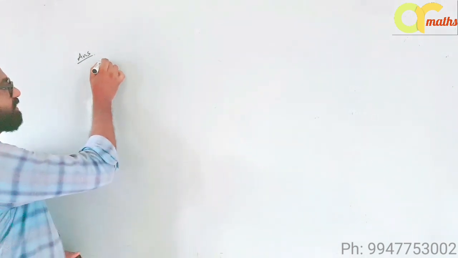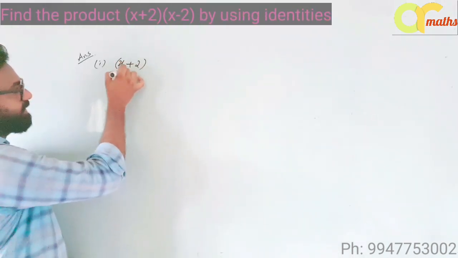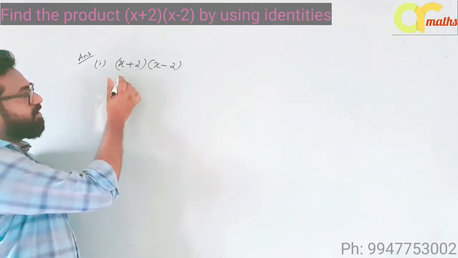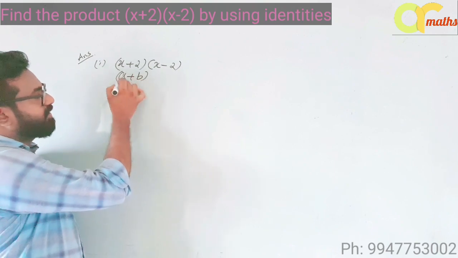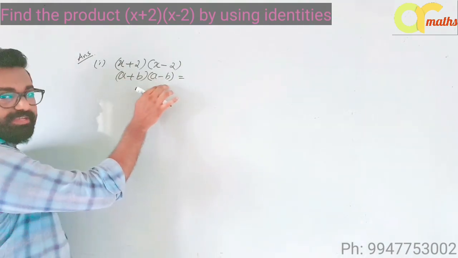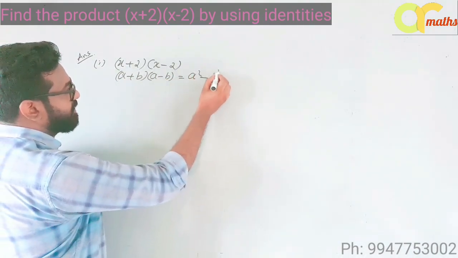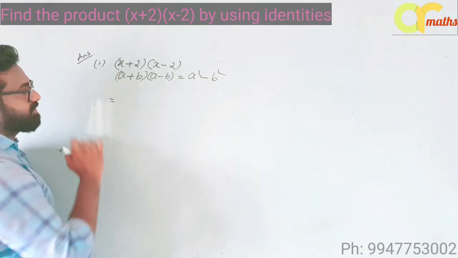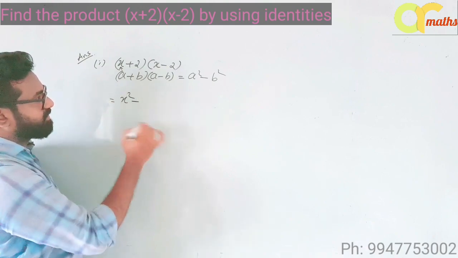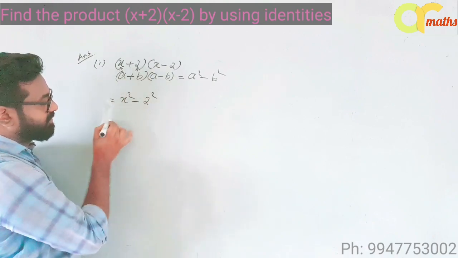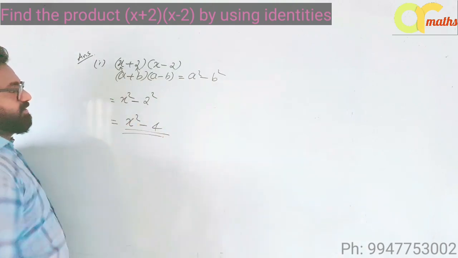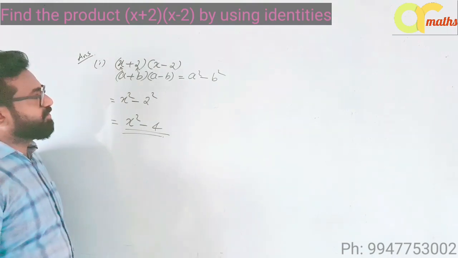What is the first question? x plus 2 into x minus 2. So here we know this is in the form of a plus b into a minus b. You know what a plus b into a minus b is? That is a square minus b square. So here, in the place of a is x, so x square minus, what is b? 2 square. So very simple, x square minus 4. This is its product, x plus 2 into x minus 2.